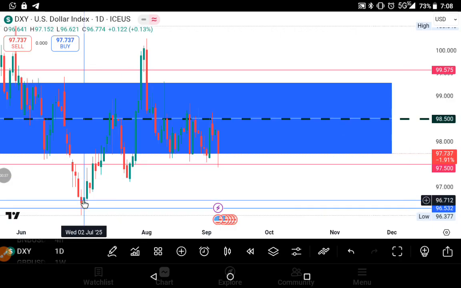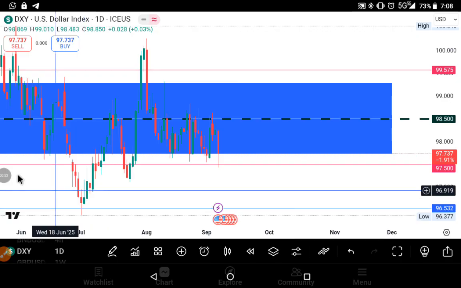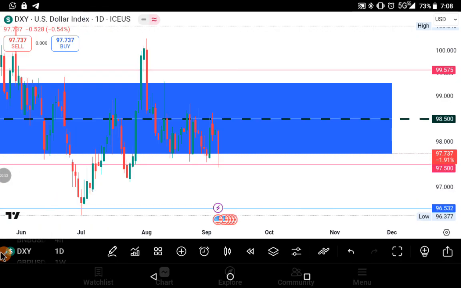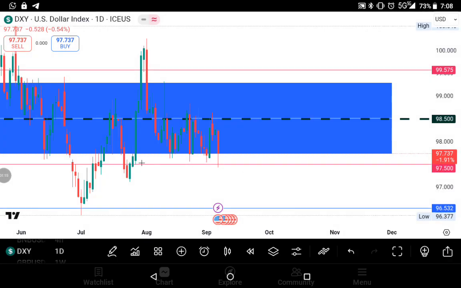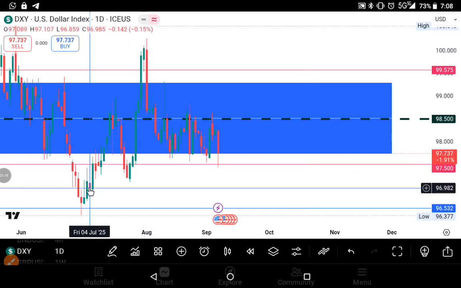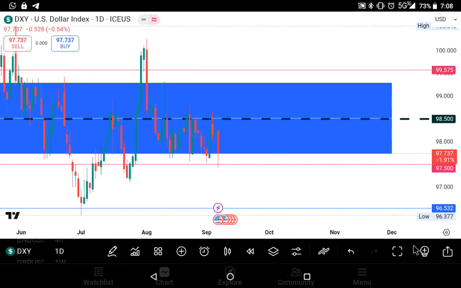So as of last week, I was interested in the dollar index having its support level around 97,500. So the market price has touched the level 97,500. So for a while, the market price has been ranging between 98,500 and 97,500. So for me to make a decision, I'm coming down, I'm going for 97,500.